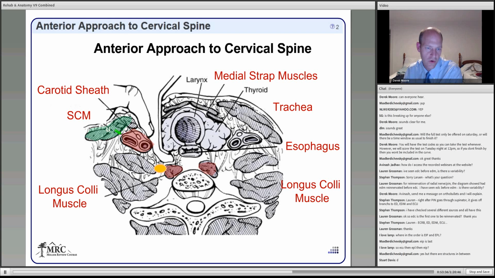When you do this approach, what you're trying to do is get down, get through your prevertebral fascia, and then identify your two longus colli muscles, which are here. And you want to do all your work between the longus colli muscles. This is your safe zone. You can think of them as the goalposts you want to work between.